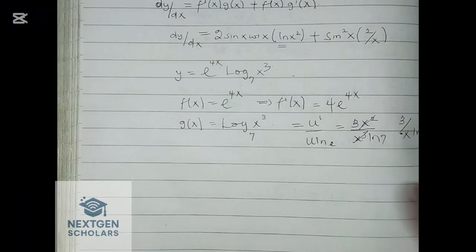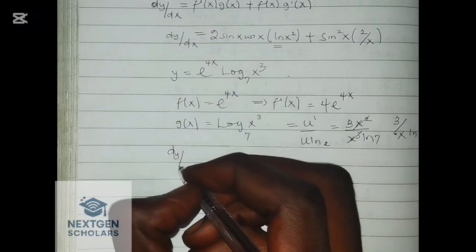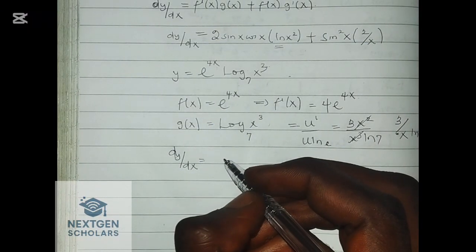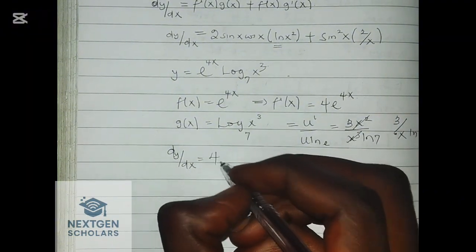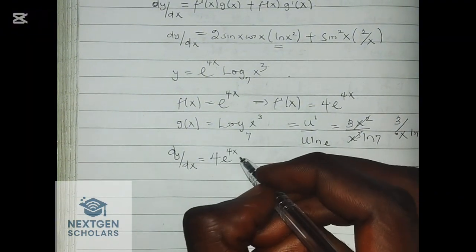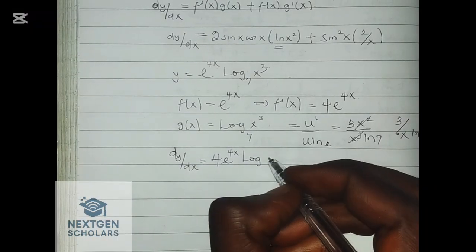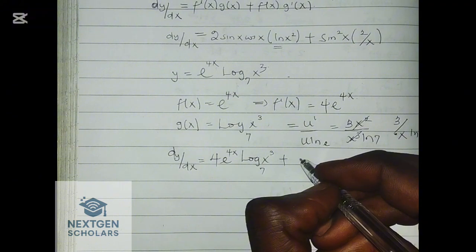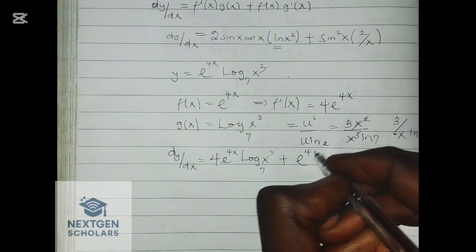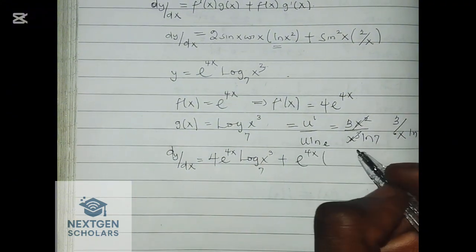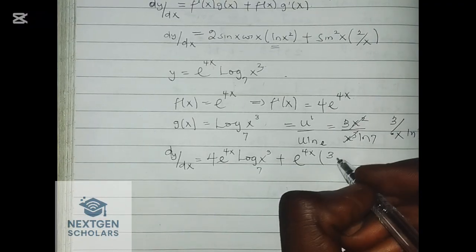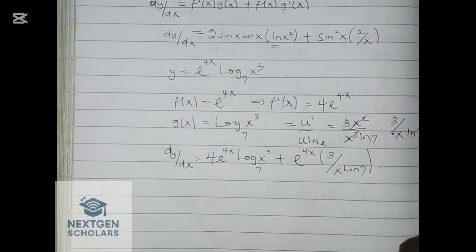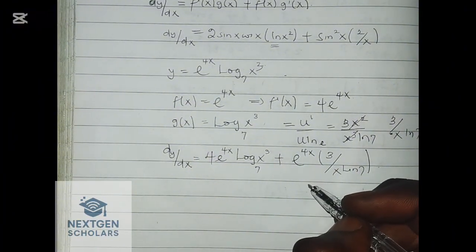So at the end, we have that dy/dx of that function is equal to f prime first. f prime is 4e to the 4x, and we keep g of x, which is log of x cubed base 7, plus we keep f of x, which is e to the power of 4x, and we have g prime of x, which is 3 over x ln 7. So this is what we get when we differentiate the second function.